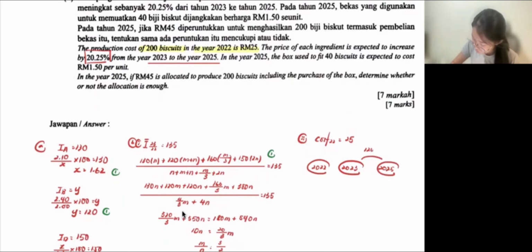Price index will be 120.25. Just now, the composite index from part 1, they say 22 to 23 is 135. So here. Okay, then continue. In the year 2025, the box used to fit 40 biscuits is expected to cost 1.50 per unit. And in the year 2025, if 45 ringgit is allocated to produce 200 biscuits, including the purchase of box, determine whether or not the allocation is enough.